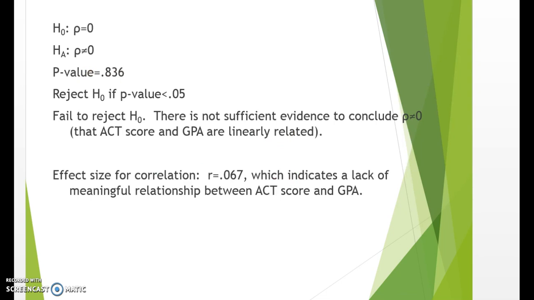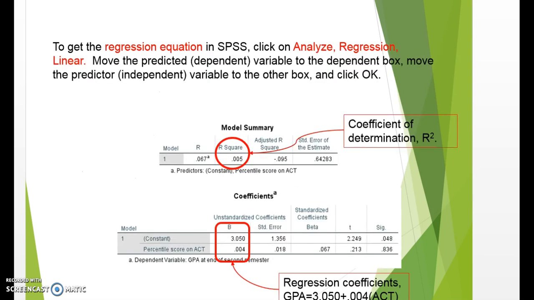All right, next let's move on to the regression. In order to get the regression equation in SPSS, we should click on Analyze, Regression, and check Linear. Suppose you want to get a linear model, which is what we covered in this chapter. Move the dependent variable, which is to be predicted, to the dependent box, and move the independent variable, which is what is used as the predictor, to the other box and click on OK.